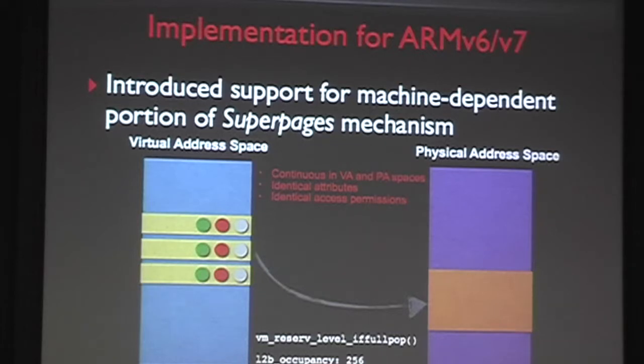But in normal circumstances, we rather use a promotion mechanism, which involves a couple of checks in the process. First of all, we need to find out that our reservation is fully populated, both from VM and in our PMAP structure. So we check the L2 bucket occupancy, and if it's full, it means that the 1 megabyte virtual chunk is fully mapped.